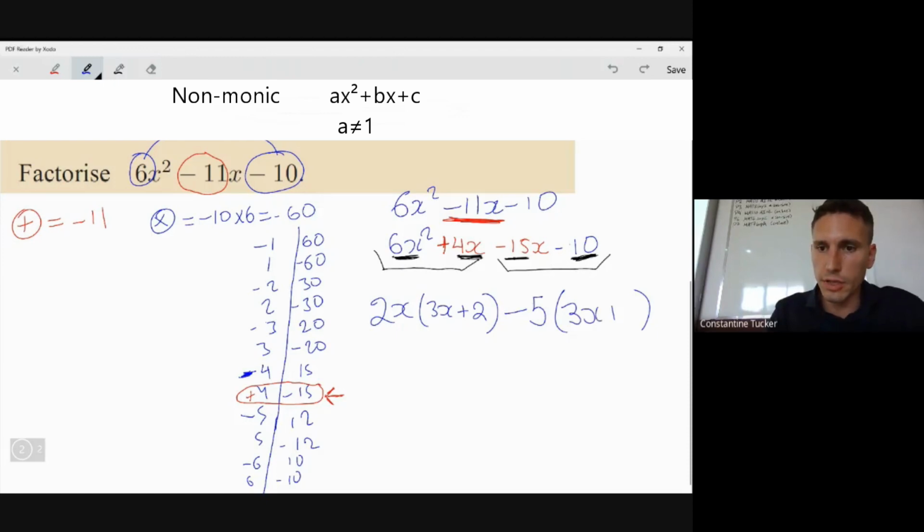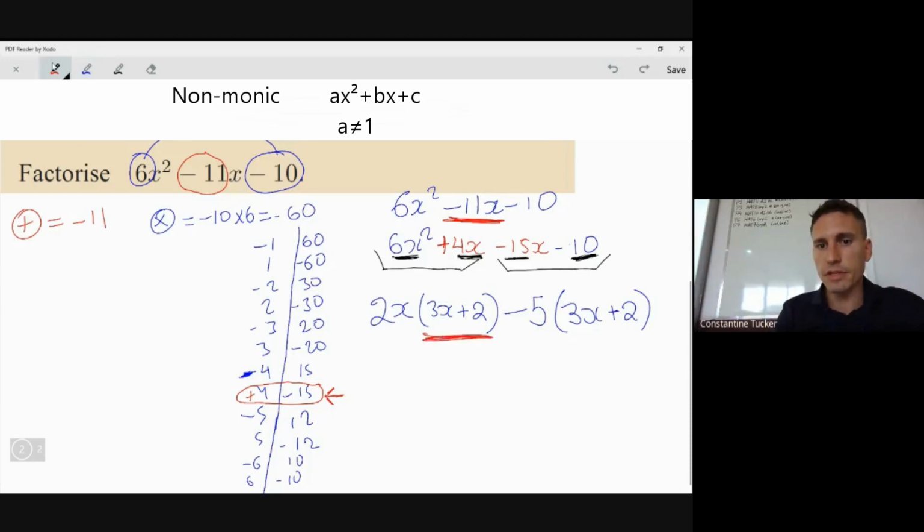And why are we doing this? We are doing this because minus 5 times 3x gives us minus 15x. Indeed, that works out. And minus 5 times positive 2 gives us minus 10. So everything works out. Now, final step left.